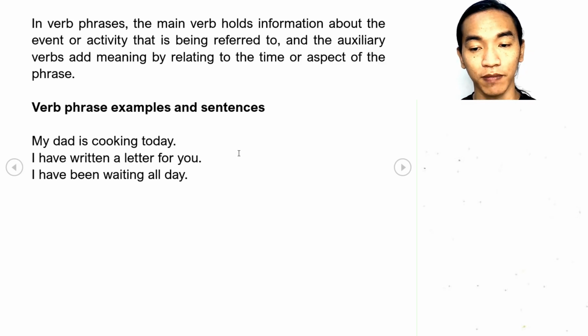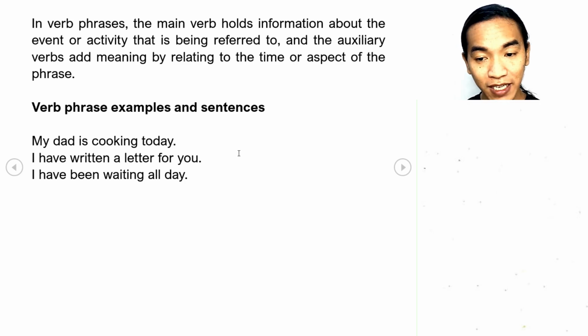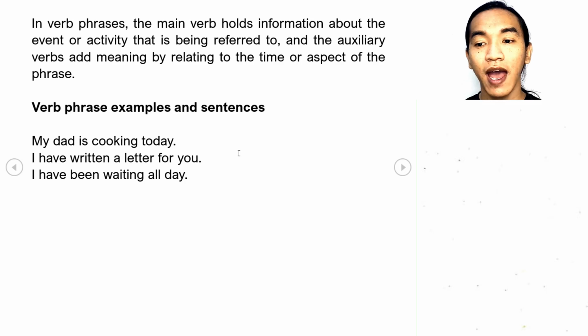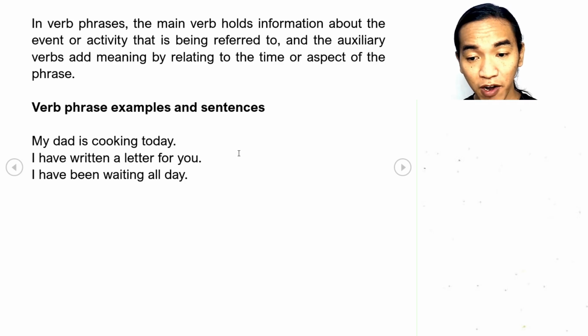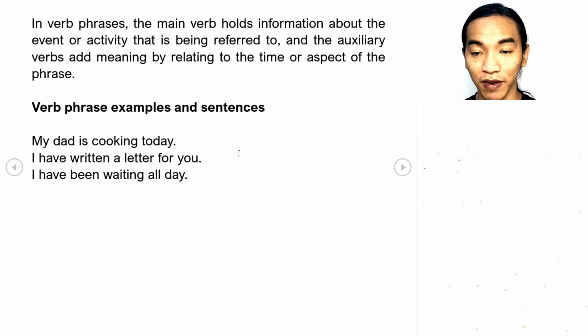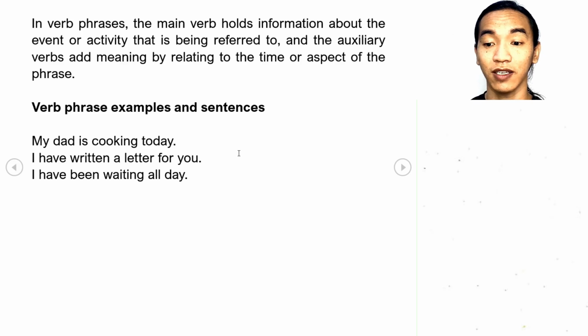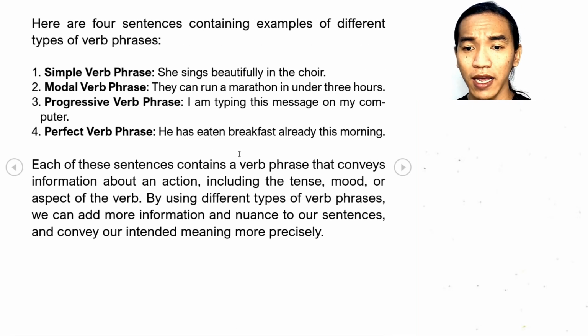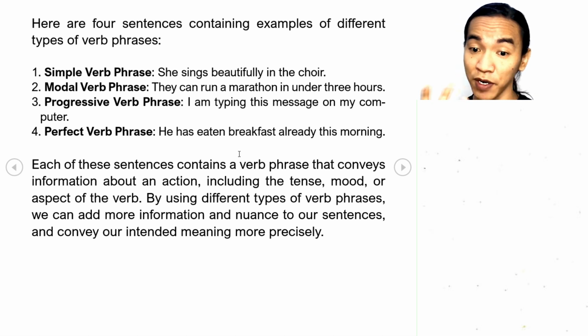Like, for example, my dad is cooking today. I have written a letter for you. I have been waiting all day. As you can see, we have helping verbs and our main verbs here. And definitely, as we use them differently, the time and the aspect of the sentence change. Okay? Now, here are four sentences containing examples of different types of verb phrases.